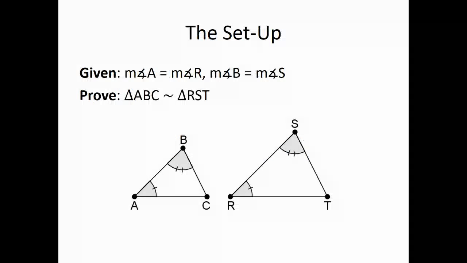Okay, so here's the setup of the proof. We have two triangles, ABC and RST. I know that angle A in the first is equal to angle R in the second, that angle B in the first is equal to angle S in the second. So we have two angles of one equal to two angles of the other, and we will prove that as a result of this, the triangles are similar. That is, the triangle ABC is similar to triangle RST.